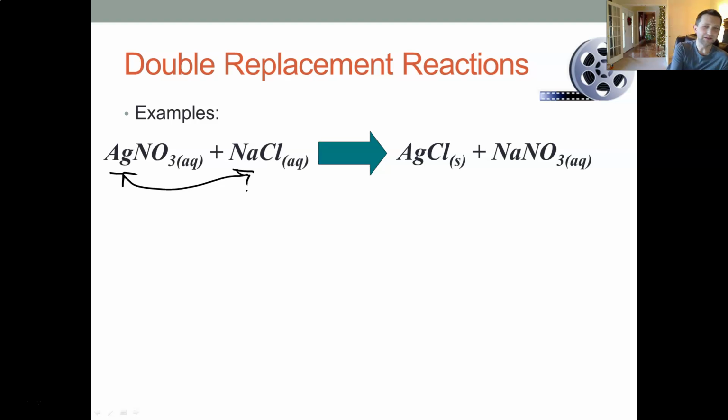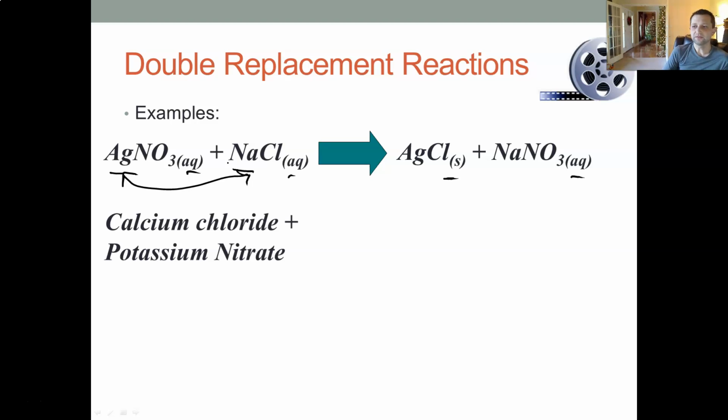Okay, I just put them in a different order on here, but it doesn't really matter what order you put them in. You could have put NaNO3 first and AgCl later. This is already balanced for you, and notice that I have states here. These are important, so put those in on your notes. We're going to learn how to get these correct states of matter later. Okay, so we'll do that in a different lesson.